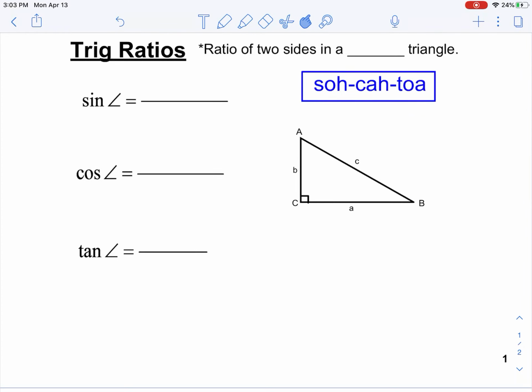Next, let's review our trig ratios. A trig ratio is a ratio of two sides in a right triangle. So first, let's review sine. Using this phrase, SOHCAHTOA, hopefully these are coming back to your memory. Sine is represented by these first three letters here. So we have the O, which means opposite, and then H, which is hypotenuse. So we would write our ratio with opposite on the top, and then hypotenuse goes on the bottom.